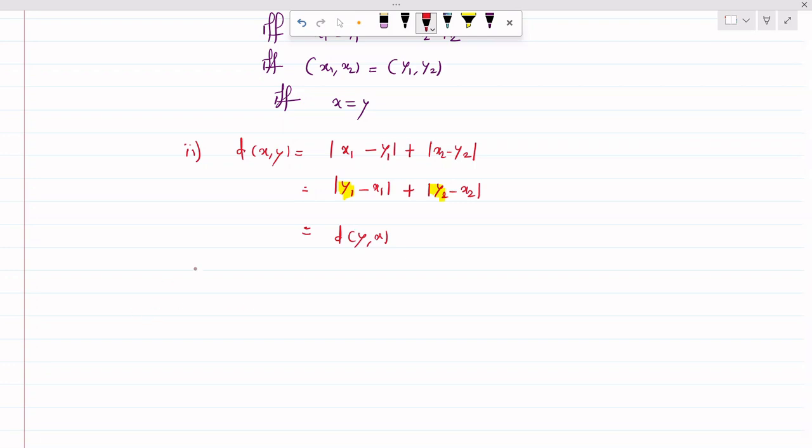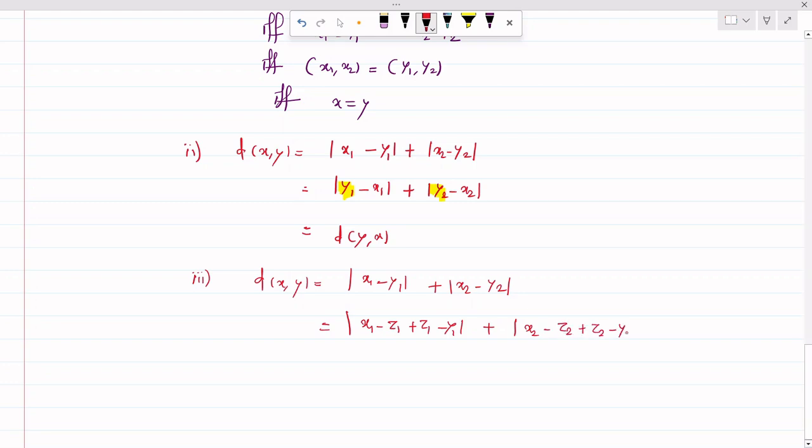Now let's try to establish the third and final property of a metric. For that, let me start with d of x comma y. That is equal to mod of x1 minus y1 plus mod of x2 minus y2. Now I will try to insert one new point z, that is z1 z2, in this. So we can insert it like this. This is mod of x1 minus z1 plus z1 minus y1, and the coordinate z2 will be inserted in the second mod, that is mod of x2 minus z2 plus z2 minus y2.